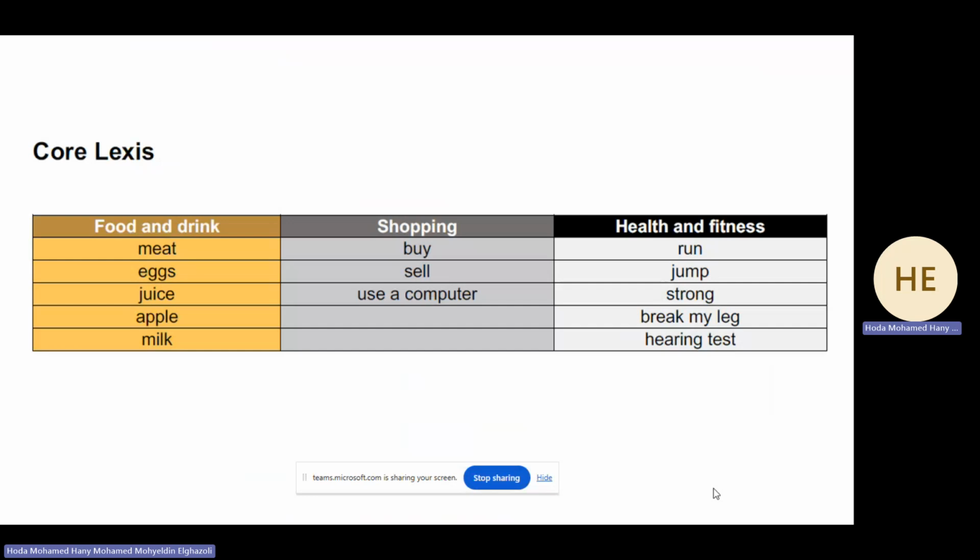The vocabulary targeting the final exam is categorized under 3: food and drink, shopping, and health and fitness. Under food and drink, we will have these words: meat, eggs, juice, apple, and milk. Under shopping, words like buy, sell, use a computer, and words related to health and fitness, as in run, jump, strong, break my leg, and hearing test.